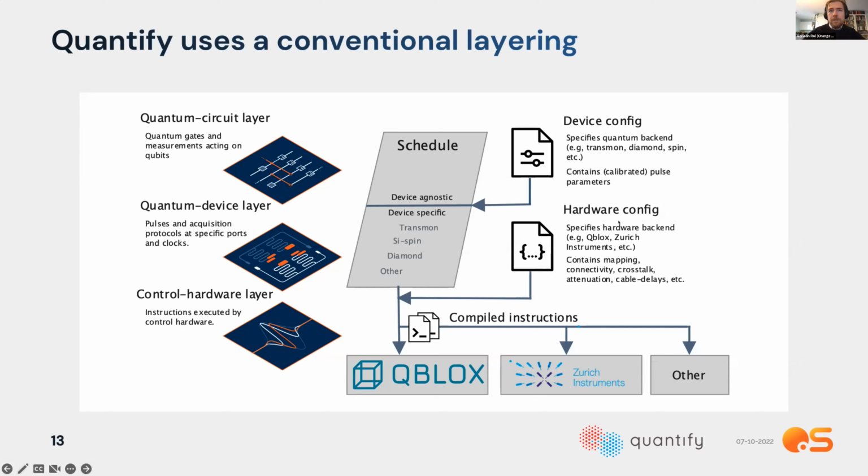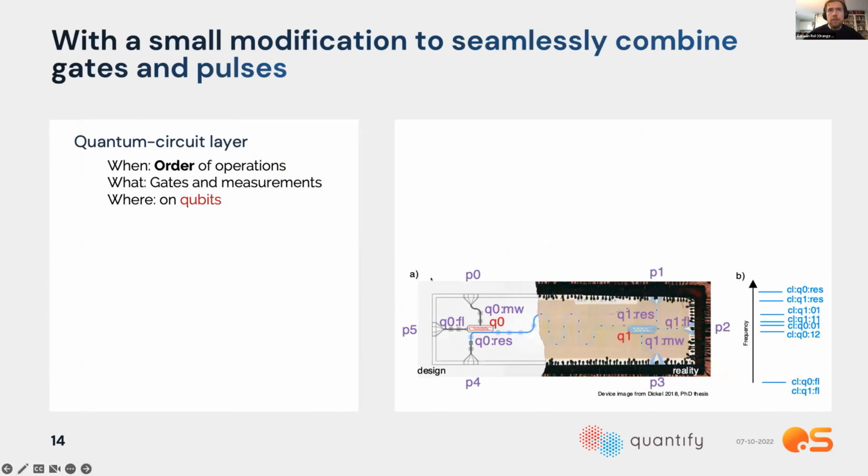But where it becomes interesting is that this layer here, you see that I've drawn one box. That's on purpose, because we're going to make a small modification to this that allows us to combine these two things. So we have the quantum circuit layer, where the thing that matters is the order of the operations. And we typically have things like gates and measurements that act on qubits.